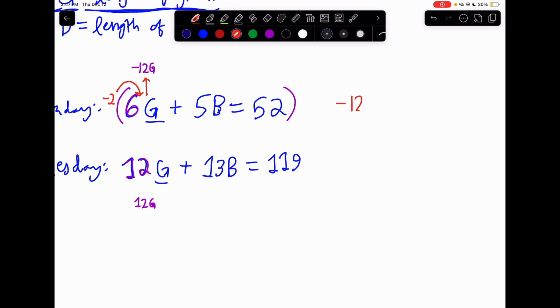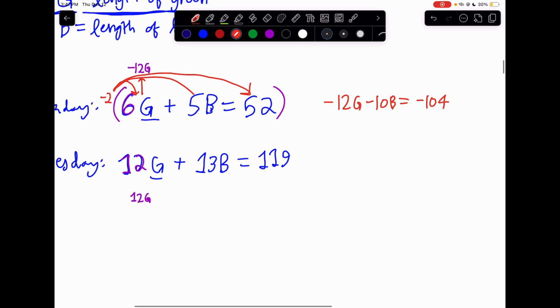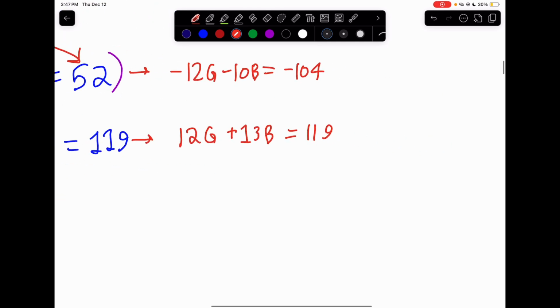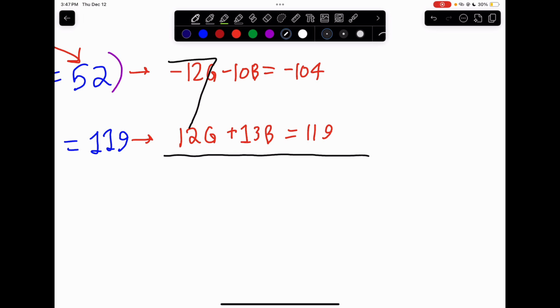Okay, so let's do it. We get negative 12G minus 10B equals negative 104. Cool. And then here I already had the positive 12G that I wanted, so I'm just going to take that over as is. So 12G plus 13B equals 119. Now let's combine. So 0 G's. Altogether I have 3 B's equals 15 miles. Divide by 3. The blue route is 5 miles long.